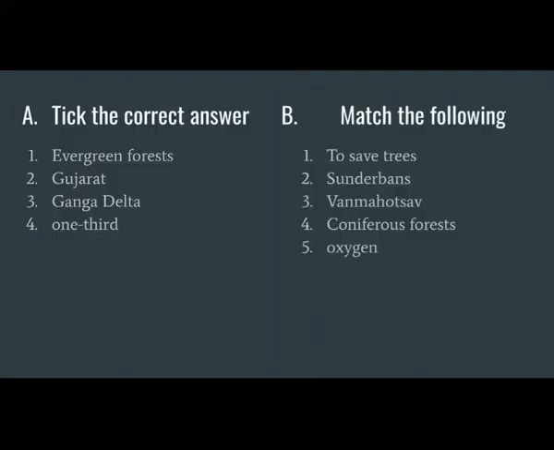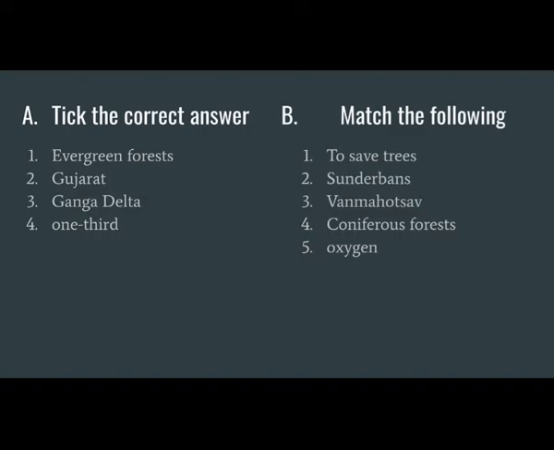And next we have to do the exercises, think and answer. First section: choose the correct answer. Take the pencil and correct it in the textbook right now. Ebony is found in which forest? Evergreen forest. Okay, take that one. The Gir forest is in Gujarat. A tree called Sundari is found in the Ganga Delta. A country should have at least dash of its area under forest. How much area? One third of its area.